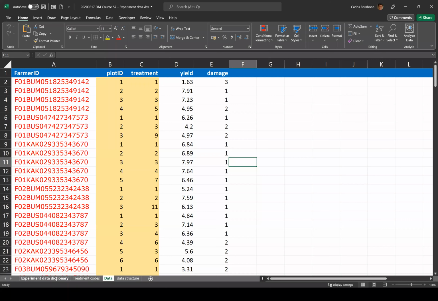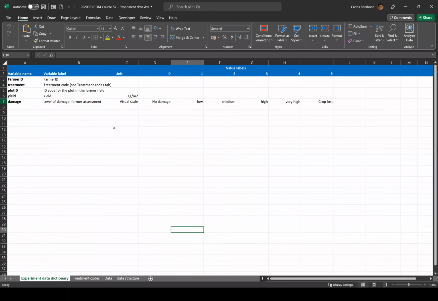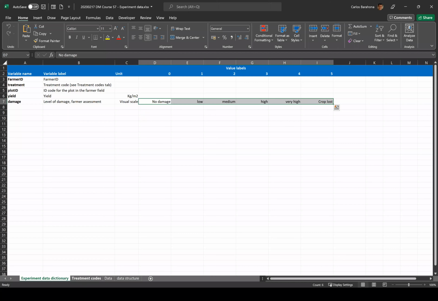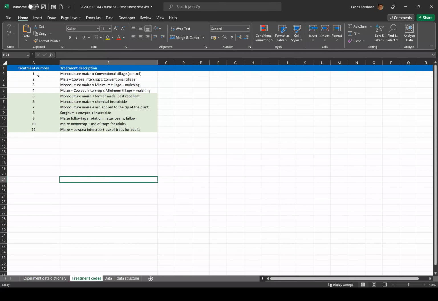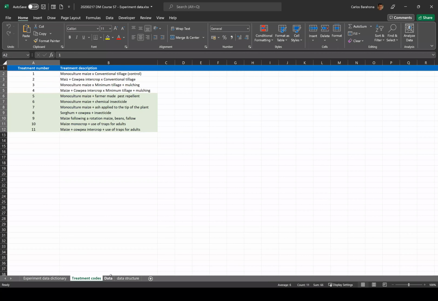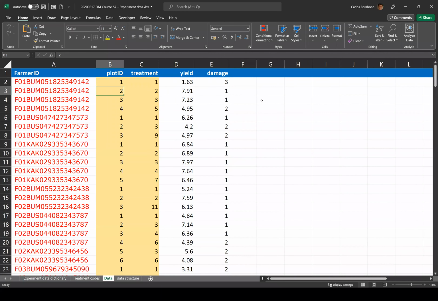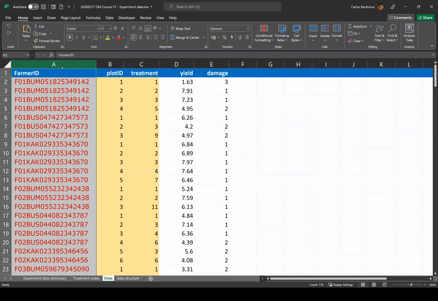Treatment, this is the dictionary for the data for the treatments, for the experiment. Farmer ID, treatment, plot ID, yield, and damage, with the variable names, the units of measurement, and in this case, what each of the numbers represents. And the treatment codes are here. And these are the treatments that were used and how they are represented in the data so that you can understand it. I have changed colors here of the columns because this is the key variable.